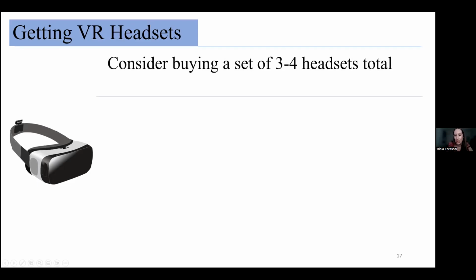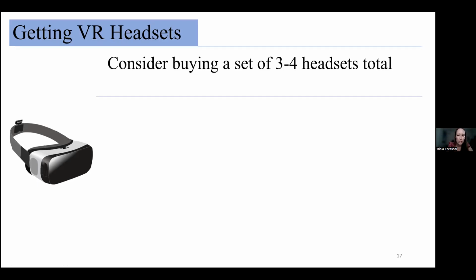Some things I will say to help with that: you don't have to have a set of 20 headsets for all your students. You could consider buying 3 to 4 headsets, or 5 or 6, whatever you can afford. I've done studies and worked with students before where we only had 6 headsets to use with 24 students. So we broke them into groups and had them rotate through different corner activities. We had a VR corner where they were able to do the activity in VR. So this can definitely help with cost.